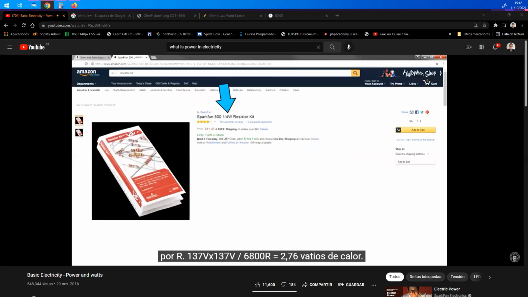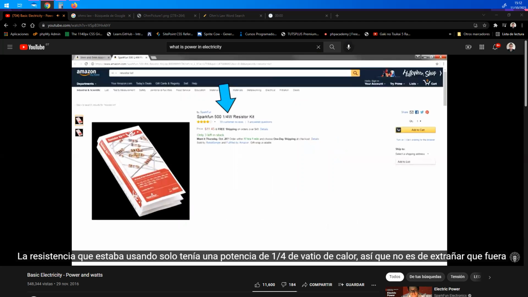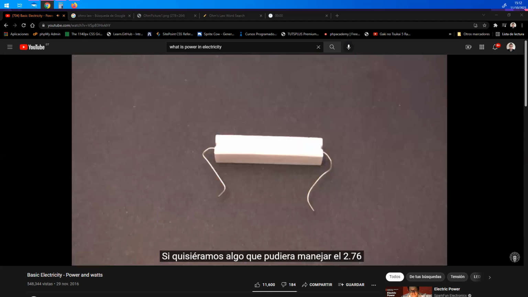The resistor I was using was only rated for 1/4 of a watt of heat, so no wonder it went up in smoke. If we wanted something that could handle the 2.76 watts of power, we'd need something a lot bigger, something that could dissipate more heat, like this resistor which is rated for up to 5 watts.